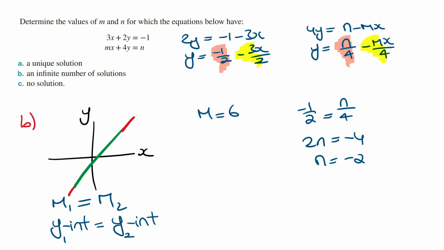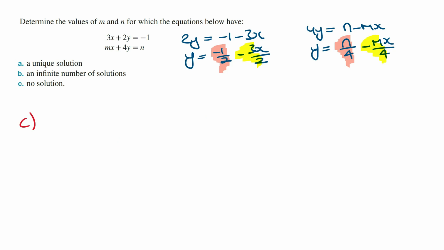And so what this means is that when n is equal to minus 2, we're going to have the same y-intercept. Therefore, when m is equal to 6 and the value of n is equal to minus 2, we're going to have the same gradient and the same y-intercept for both of the equations, which means then we're going to have an infinite number of solutions for this simultaneous equation.